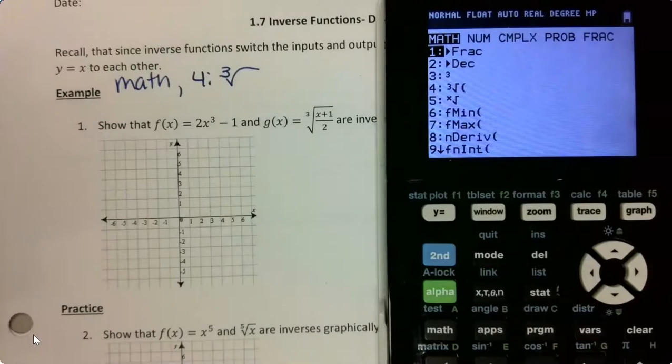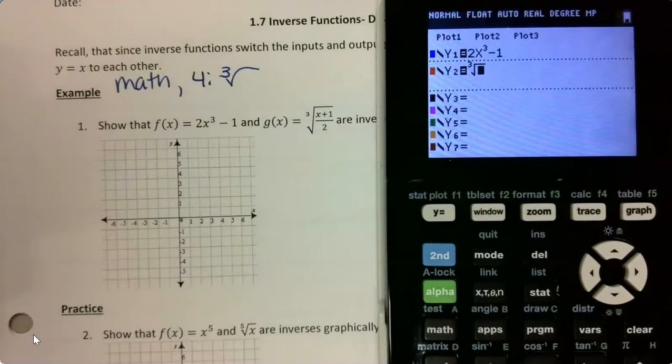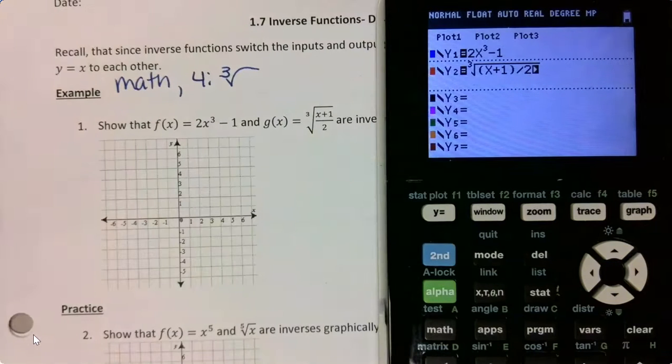So then I want to choose 4. And then type this in. I'm going to type it in parentheses for my numerator. So I'm going to do x plus 1 in parentheses and then divided by 2. And then we'll wait for it to show up on the projector. That is really, really bad.